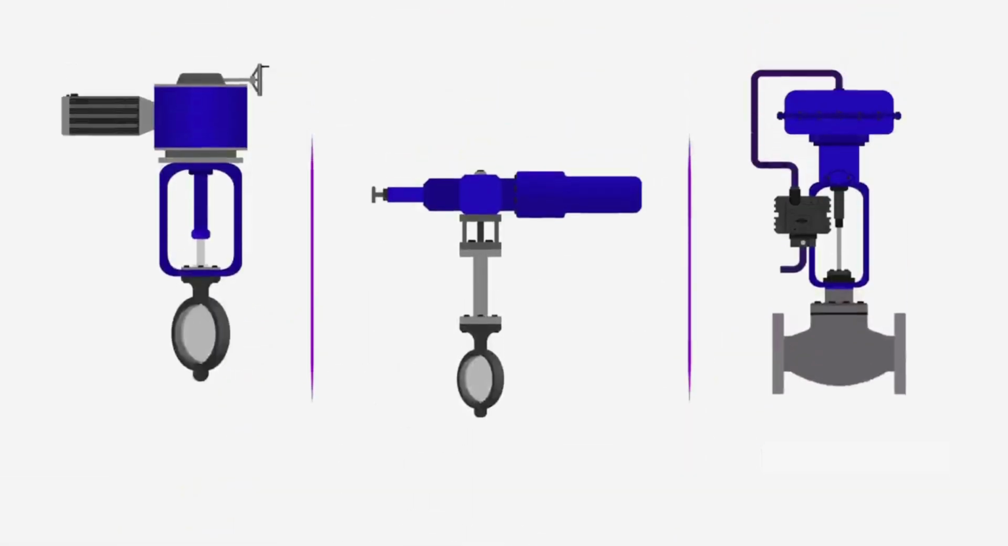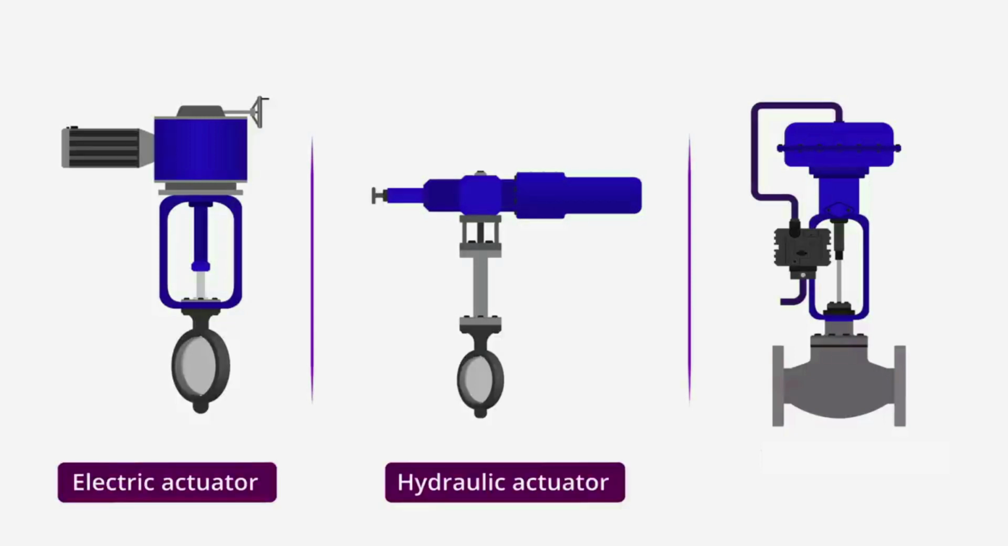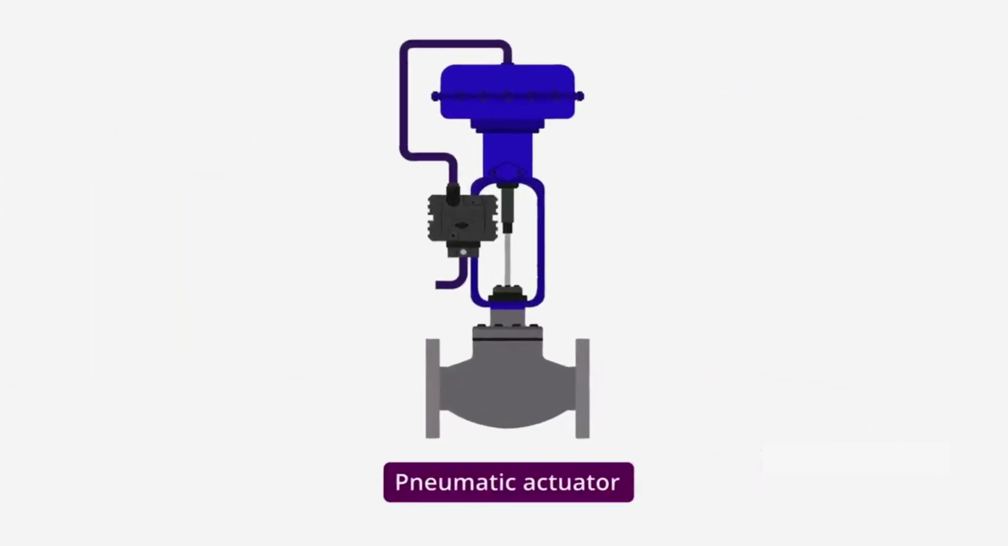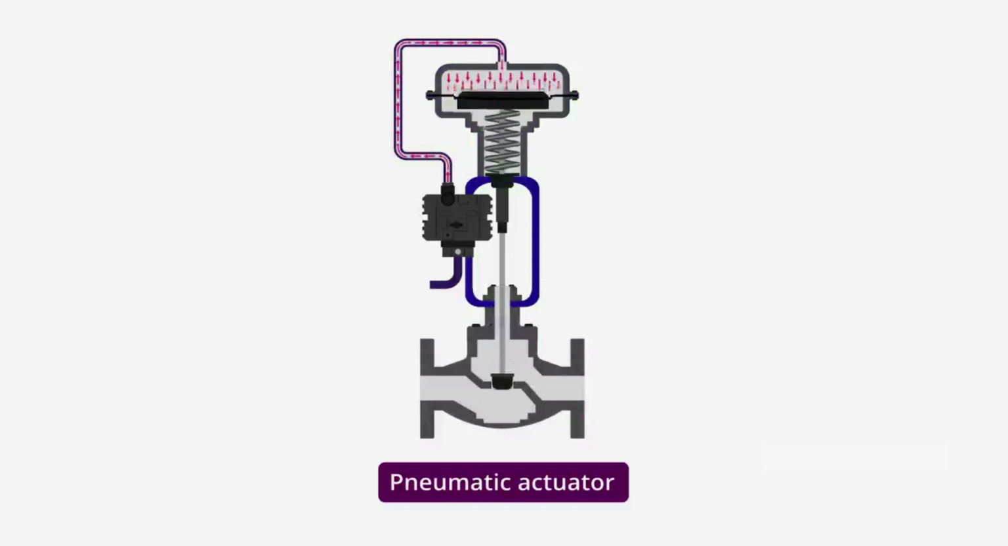There are three typical types of actuators used in industry. As defined by their energy sources, the typical actuators in the industry include electric, hydraulic, and pneumatic. Let's move on to the focus of our video, pneumatic actuators. Pneumatic actuators convert energy in the form of compressed air into movement.